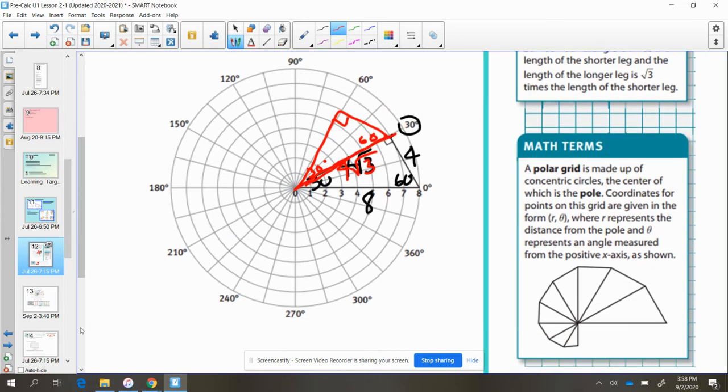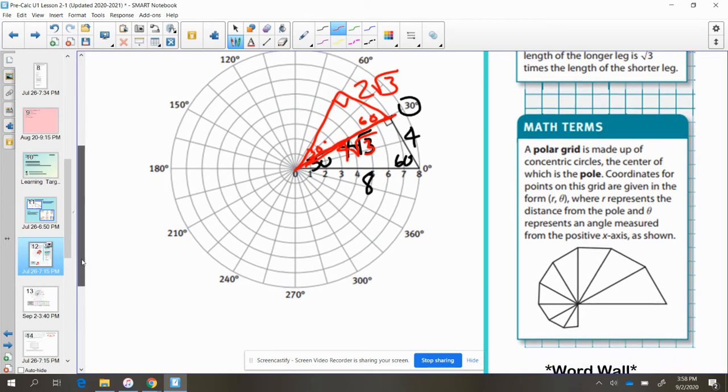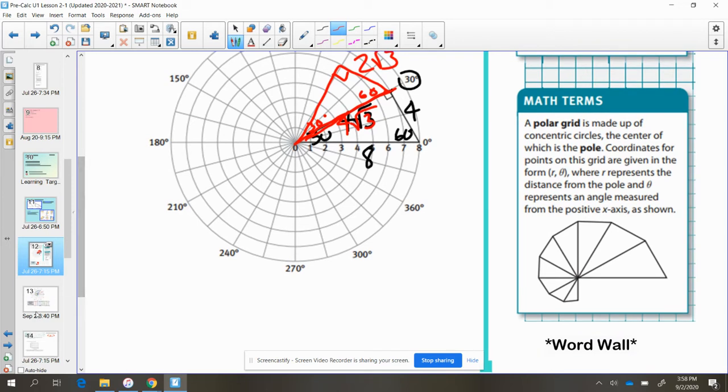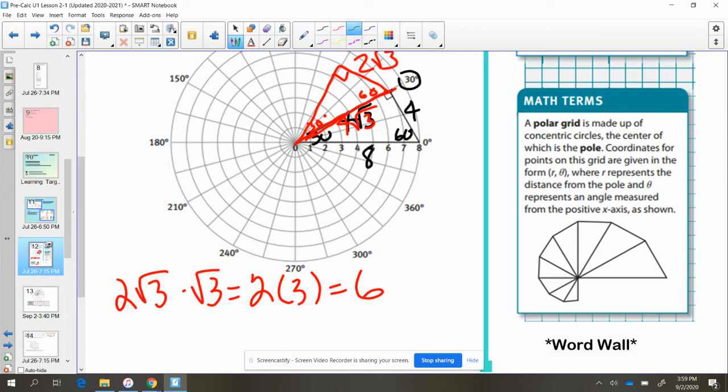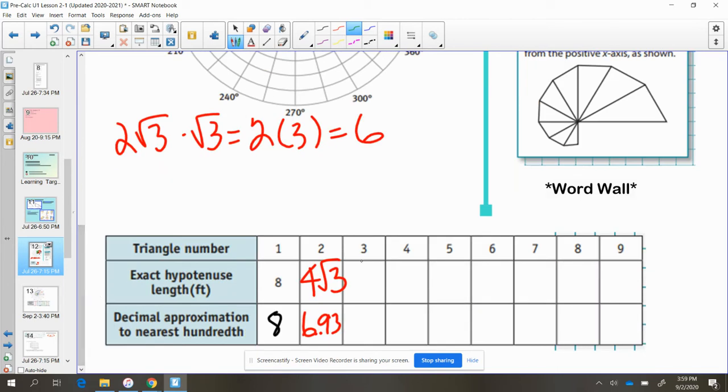If we divide this by 2 to get the side across from the 30, we get 2 square root 3. And then when we multiply by the square root of 3 to get the side across from the 60, reminder, 2 square root 3 times square root 3 is just 2 times 3, which is 6. So our next hypotenuse of our newly drawn in right triangle is 6, which again approximated is 6.